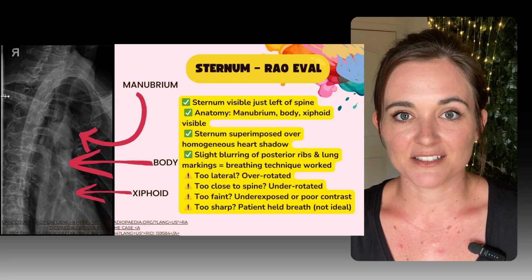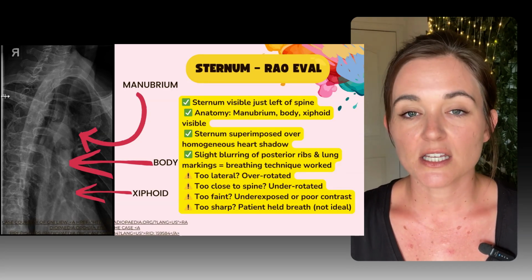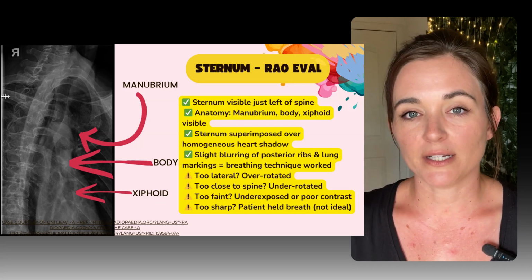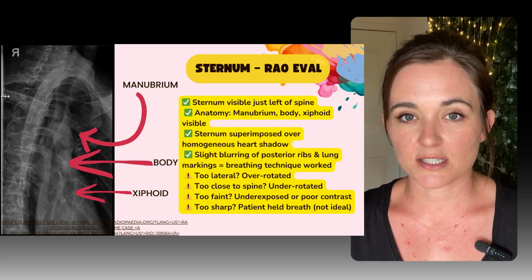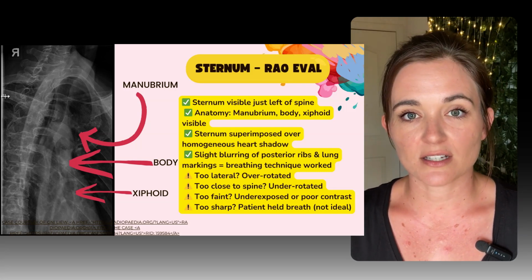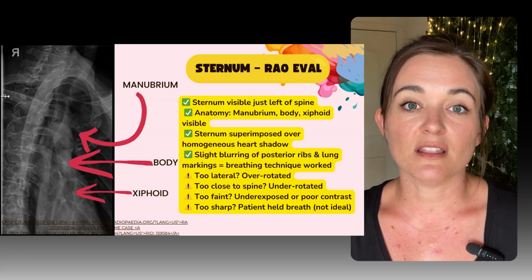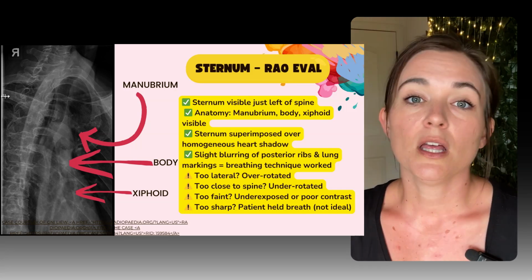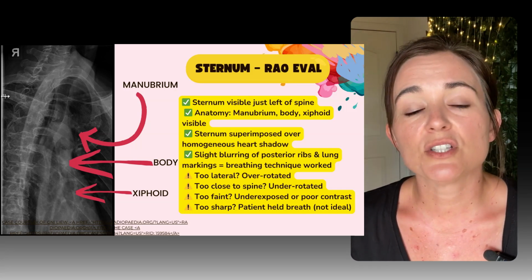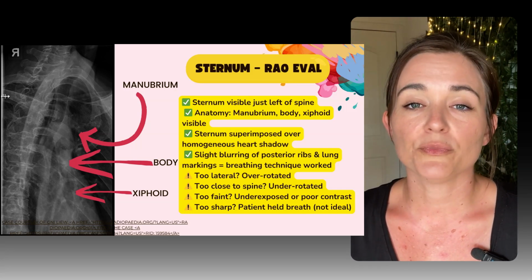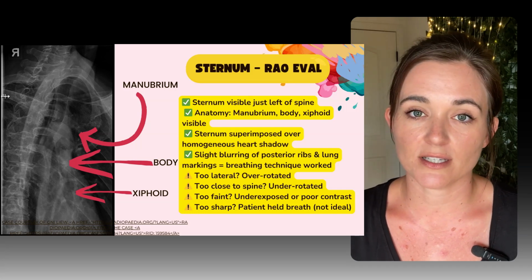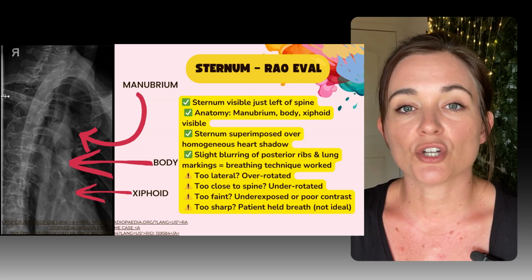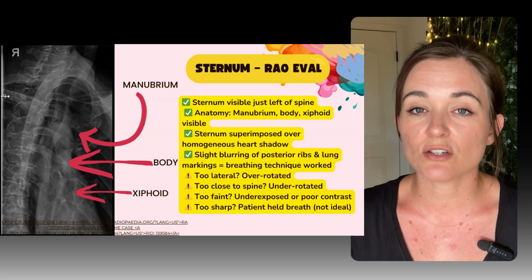Now let's evaluate it. The sternum should appear faint but visible over the heart shadow. Look for the manubrium, the body, and ideally the xiphoid process. Key image quality checks: the sternum should be to the left of the spine, superimposed over homogeneous soft tissue, not over vertebrae. If it's too lateral or too medial, your rotation angle needs adjusting. Slight motion blur is expected if using a breathing technique, but sharpness of the sternum itself should still be adequate.